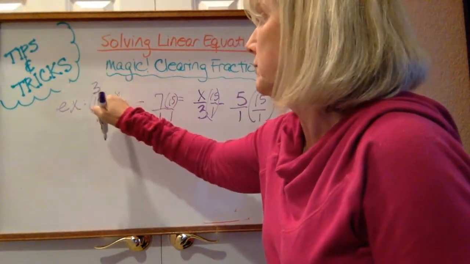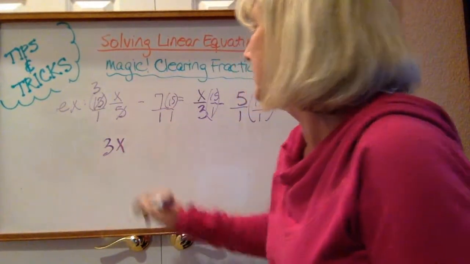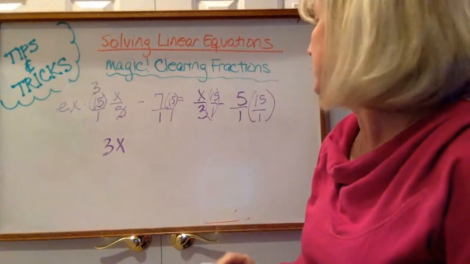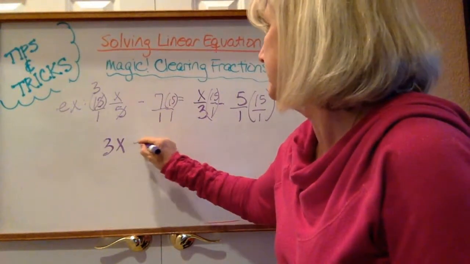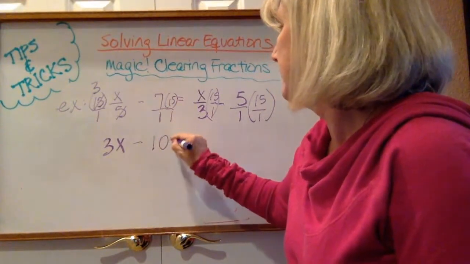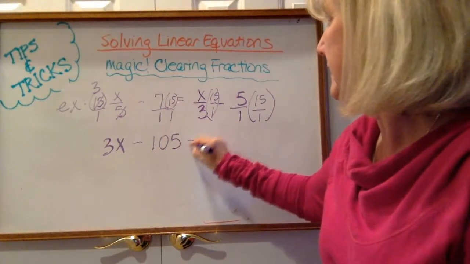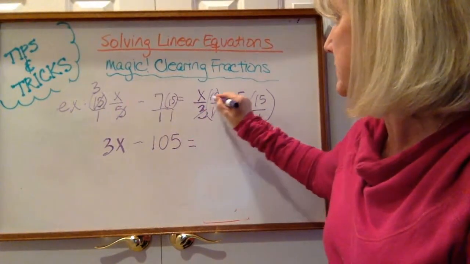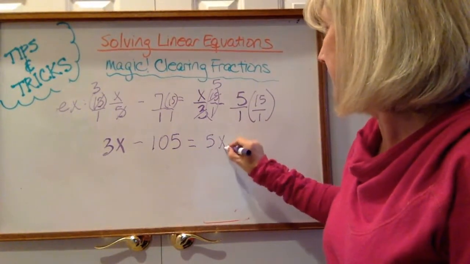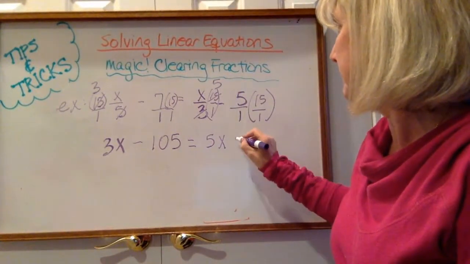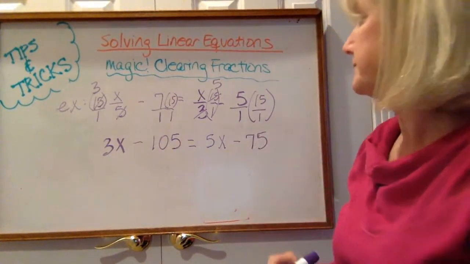So now we have 3 times x left. So this is just 3x with no denominator. 7 times 15 is 105, I believe. And then this 3 goes into 15 5 times. So we get 5x, and then we have 5 times 15, and there's a minus, and that's 75.